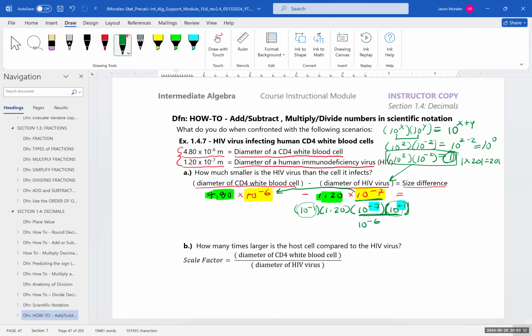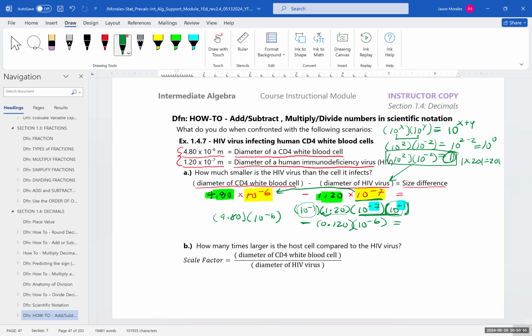And multiplying 1.2 by 10 to the negative 1 is going to move this decimal point over 1. So this is going to be 0.120, and that's going to be minus 4.80 times 10 to the minus 6.